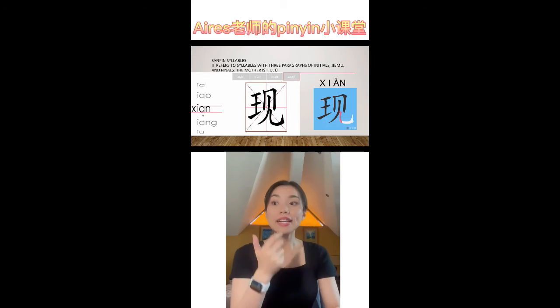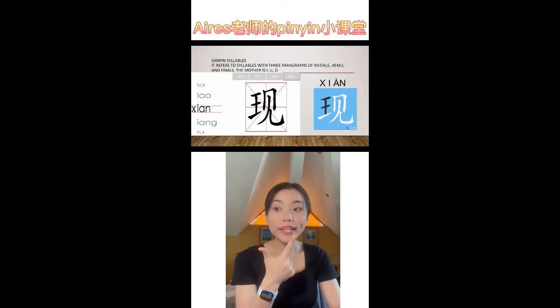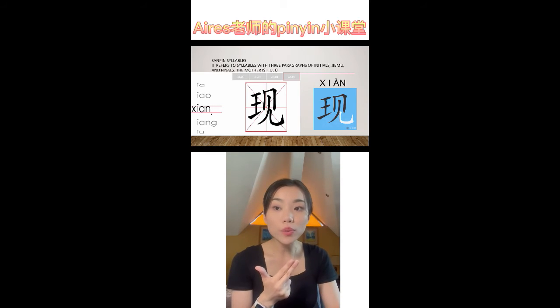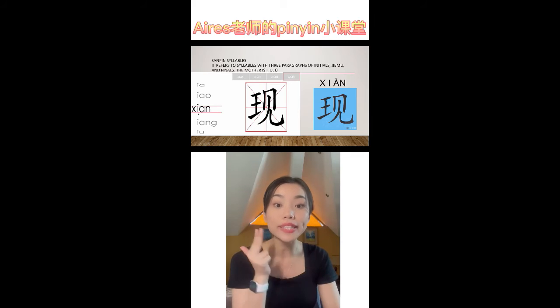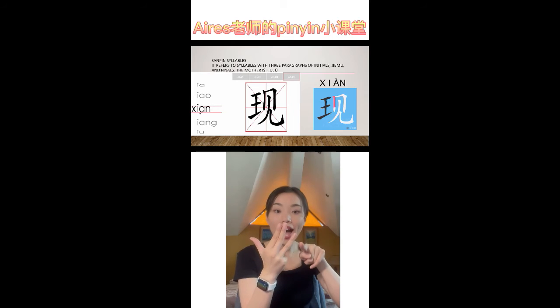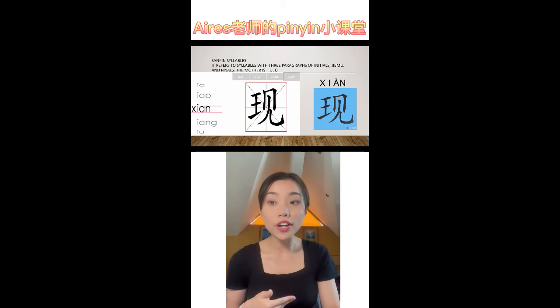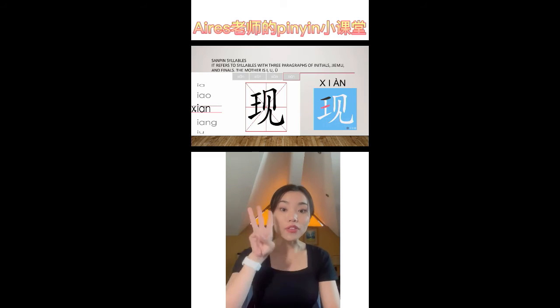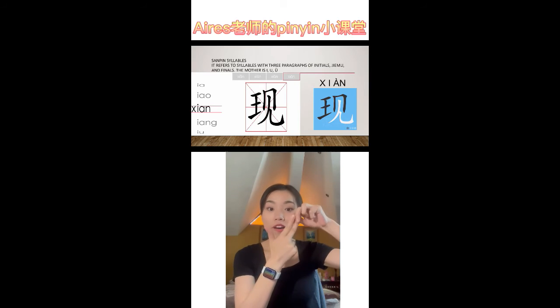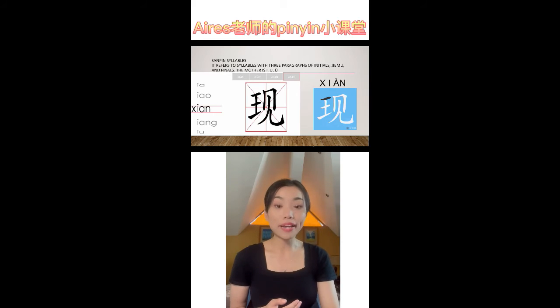For example, here, xi is the initial, yi is the middle final, and an is the last final. See, here we use one of yi, wu, yu; we use yi. So with the last tone, 西一安线. I hope you guys already got it. Here we got one initial, two finals. So this one is kind of complicated.